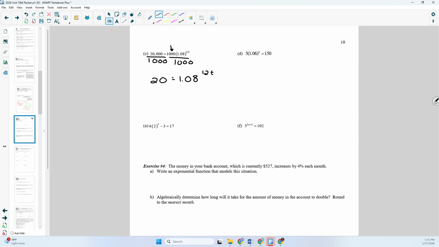Now we have a base, an exponent, and a number, so we're ready for log form. So the base is 1.08, the number is 20, and my exponent is 12t. I just want to give another option. You can wait until you divide by 12 and then type this all in your calculator. That's also an option. Or you could type the log base 1.08 of 20 in your calculator first and then divide by 12. So if I choose to type it in all at once, or if I choose to do it step by step, either way I'm going to get 3.24.